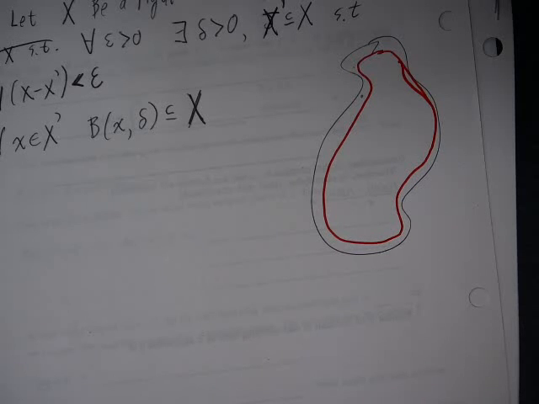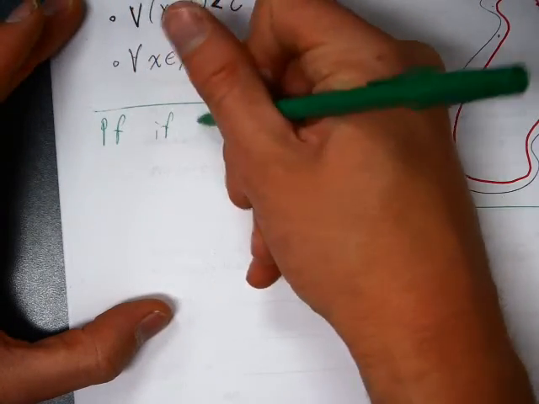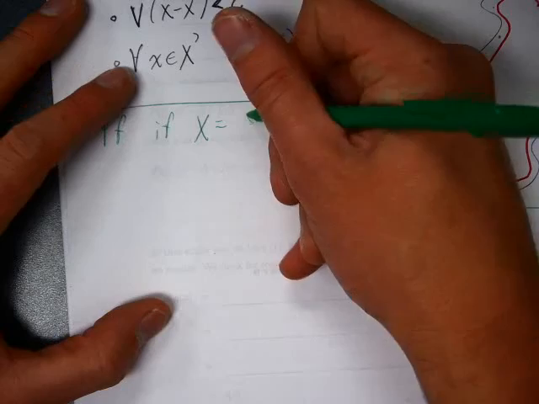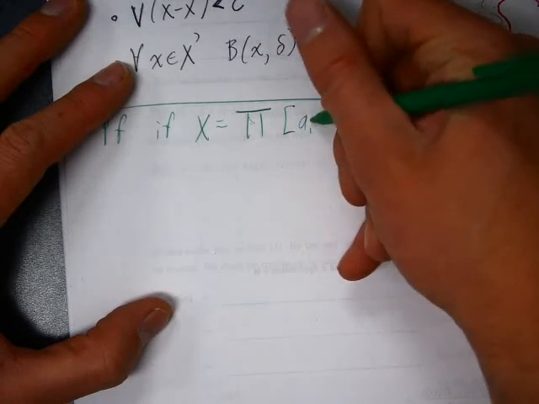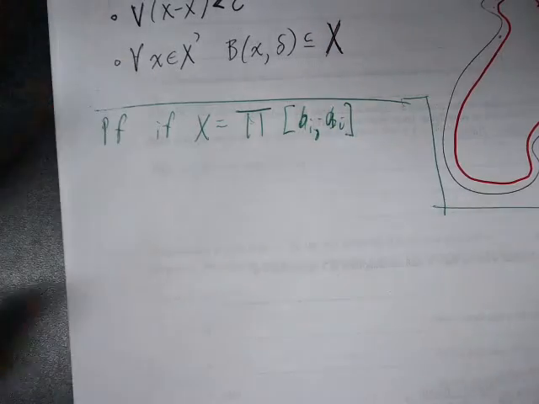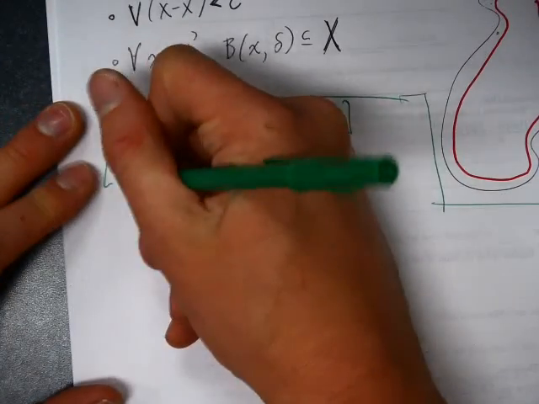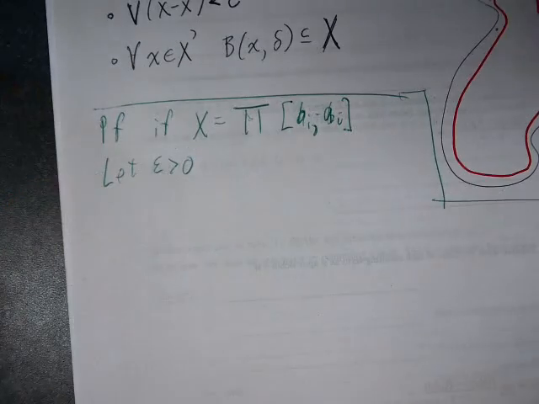Let's try to prove it. And first, I'll suggest trying to prove it if X is a rectangle. So, proof: if X equals a product of a bunch of [a_i, b_i]. So let's take that as X. Let epsilon be bigger than 0.